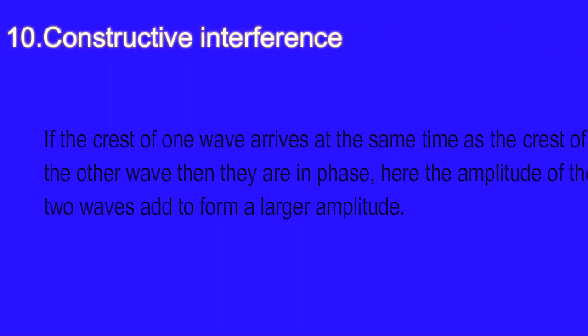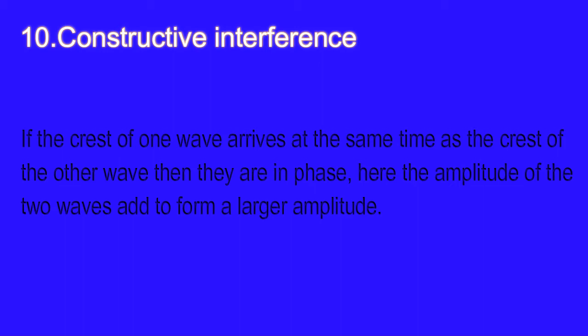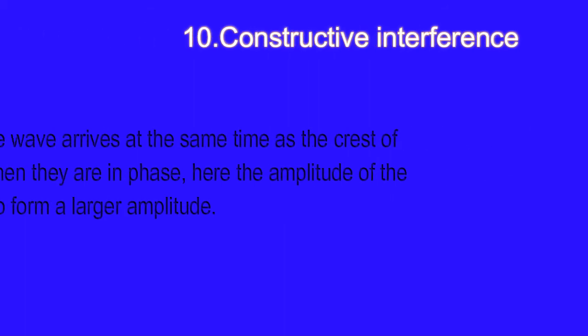Constructive interference. If the crest of one wave arrives at the same time as the crest of the other wave, then they are in phase. We call this constructive interference. Here the amplitudes of the two waves add to form a larger amplitude.